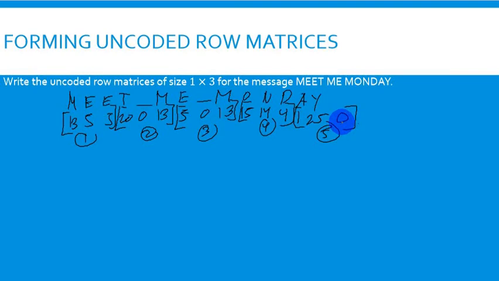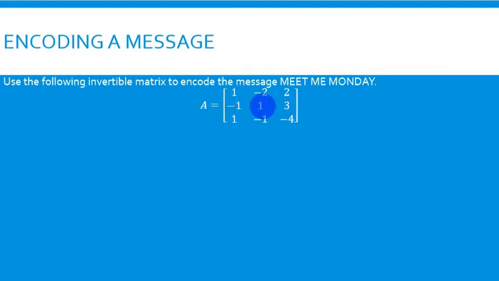For me to code, I would need a key. This specific key is actually another matrix, and it's up to the developer to decide what matrix we will use as a key. Since we were required to have 1 by 3 uncoded row matrices for the message, our key should be a 3 by 3 matrix, just like this one here. So we're going to use this invertible matrix. We have to make sure that the key is an invertible matrix so that we can encode the message "meet me Monday." Let's copy all those uncoded messages.